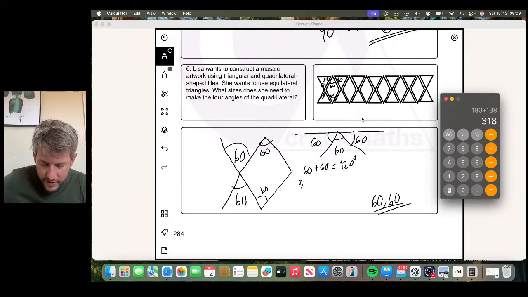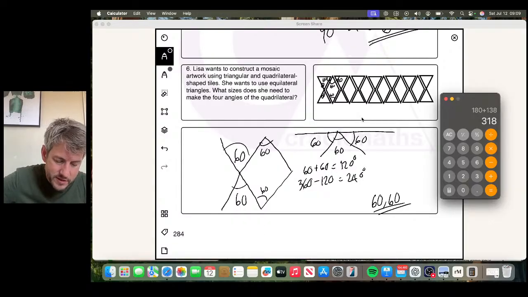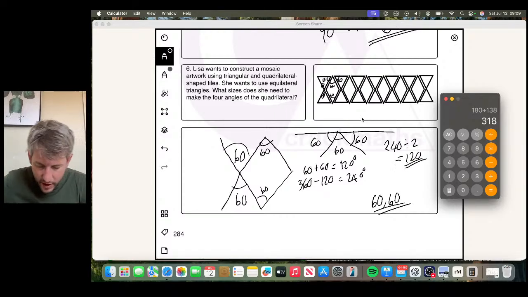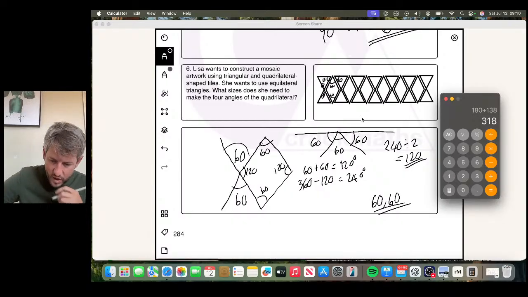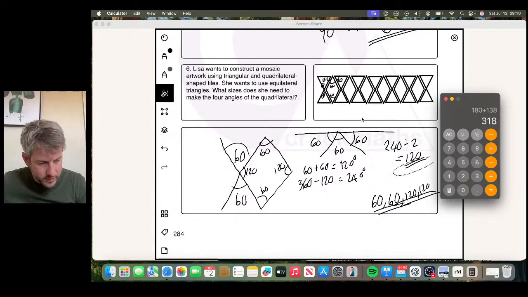Okay, and then we're going to do 360, take away 120 degrees, is 240 degrees. So the other two angles have to add up to 240 degrees. So we need to do 240 divided by 2 equals 120. So the other two angles here will be 120 and 120. Okay, so we've got 60, 60, 120, 120. Okay, there we go. Let me get rid of that. So they are our four angles of the shape.